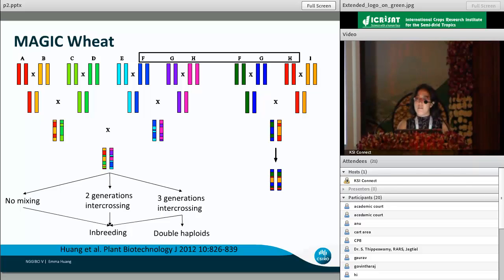Then we actually divided the population into subpopulations. For a large subset of them we just create inbred lines. For 2 other subpopulations, we have additional generations of intercrossing to see how much additional recombination we can introduce and what effect it has on our ability to do genetic mapping and trait mapping.